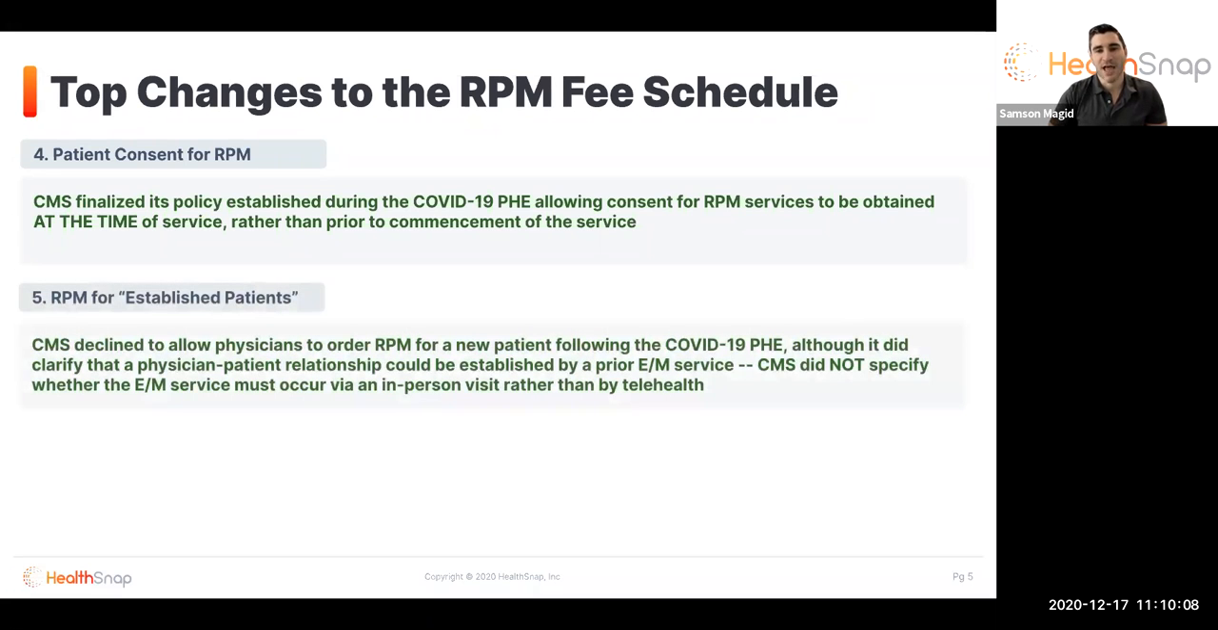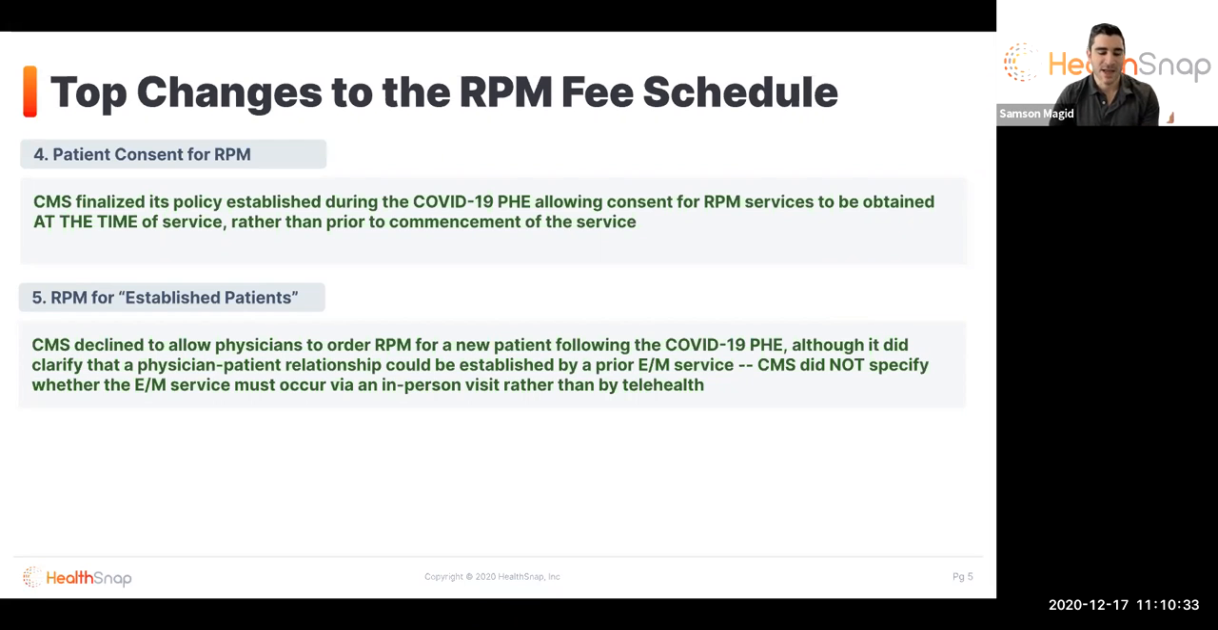Next is RPM for established patients. During COVID-19, they did not require the patient to be an established patient. And what they've done now, again, as you can see in green, did require that it needs to be an established patient after the PHE, but that it can be established via prior E&M service.